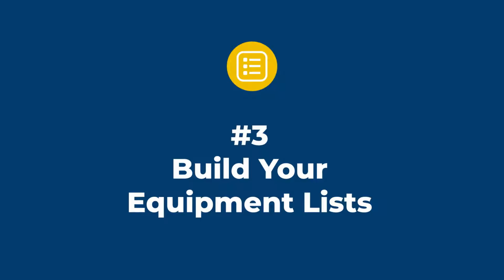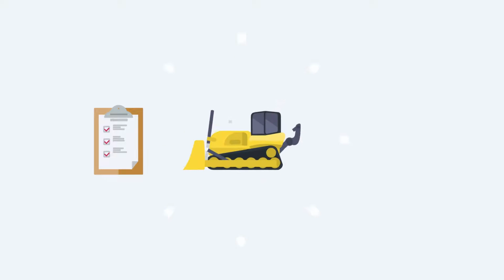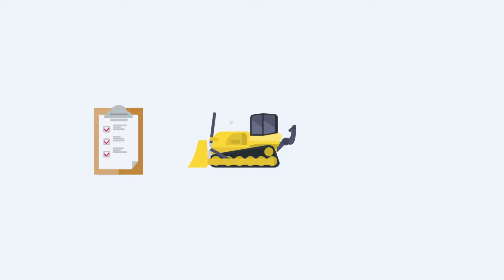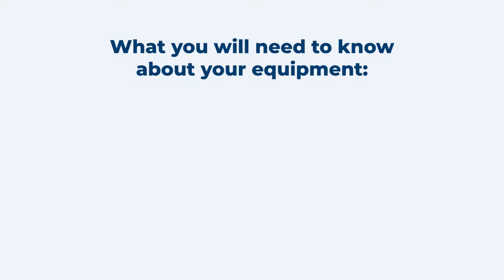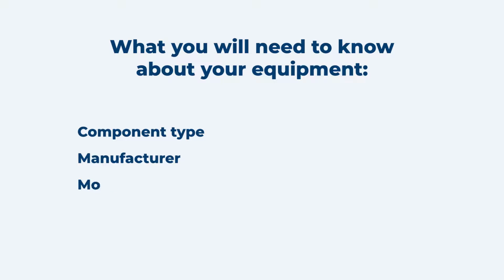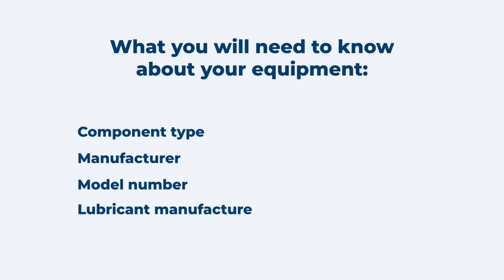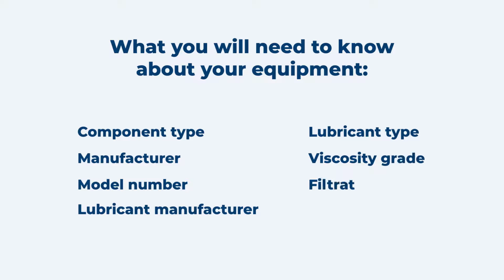The next step is building your equipment list. This is the list that is sent to the laboratory, which includes all your equipment, assets, and components, for which you will be sending samples to the laboratory for testing and analysis. Here are some things you will need to know about your equipment. Component type, manufacturer, model number, lubricant manufacturer, lubricant type, viscosity grade, filtration type, and sump capacity.